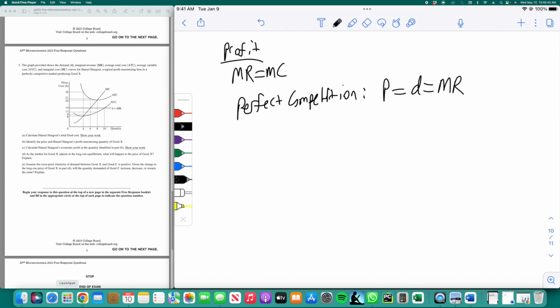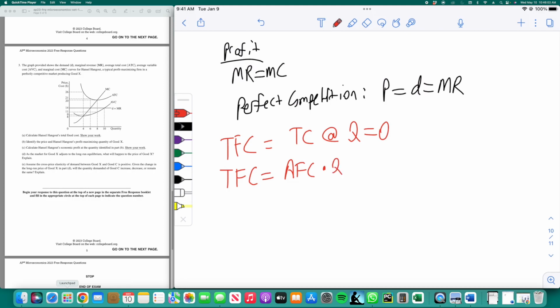Okay, now A. Calculate the total fixed cost. Well, there's a couple ways we can find total fixed cost. Number one, it's our total cost at zero quantity. Number two, we could also do the AFC times the quantity. So there's two ways we can find this.